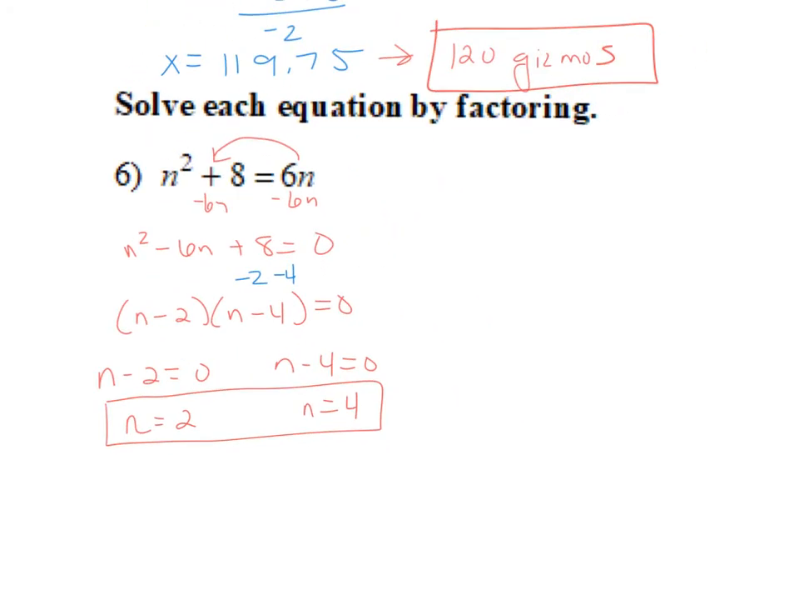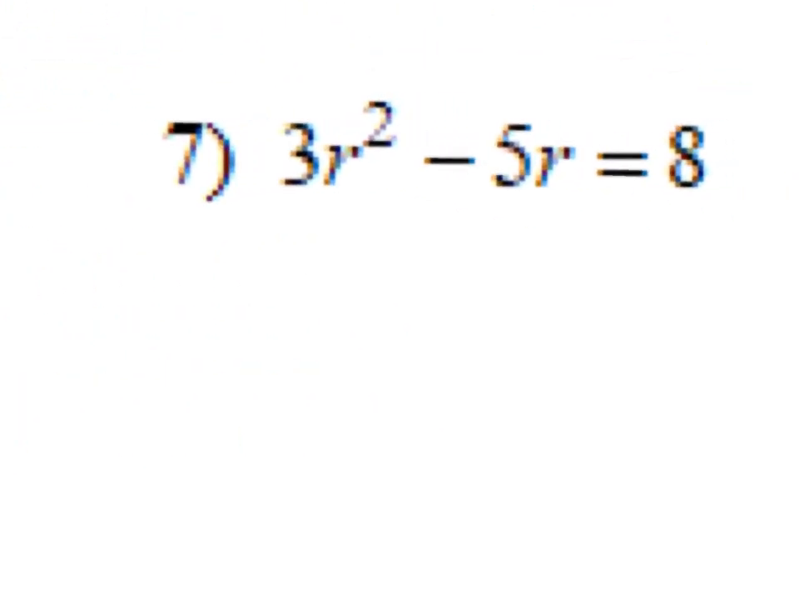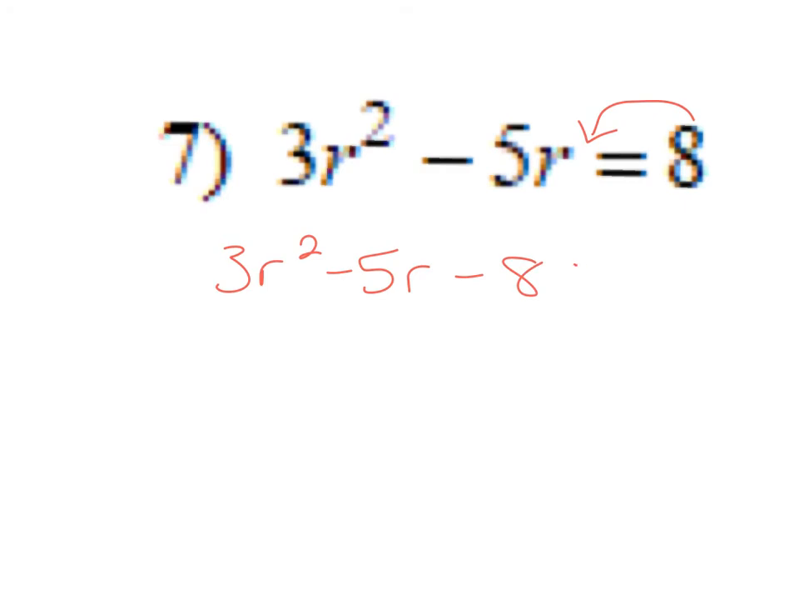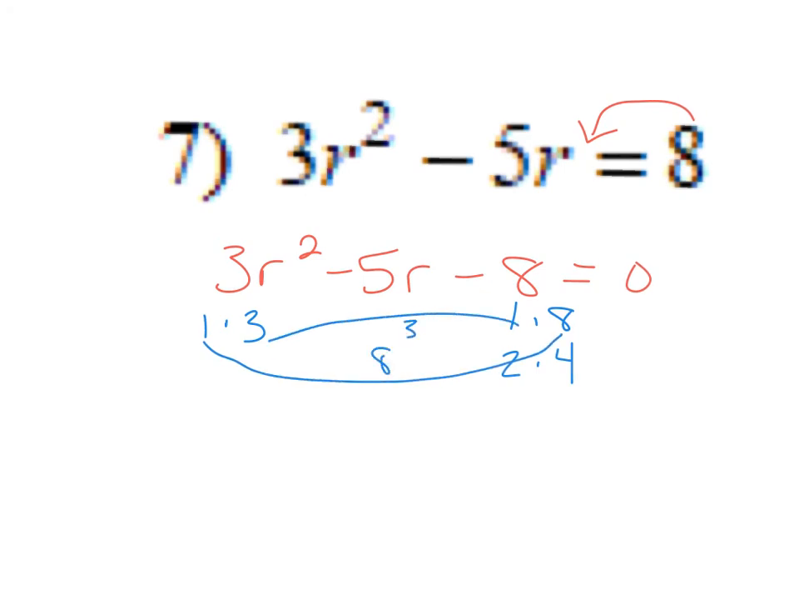Okay. All right, on the next guy here, again, we're going to set equal to 0. So I'm going to go ahead and bring that 8 over right to here. So I'm going to get 3r squared minus 5r minus 8 equals 0. I've got 1 times 3, 1 times 8, and 2 times 4. Okay, so now if I'm doing my inside outside, if I look here, 1 times 8 is 8, 3 times 1 is 3, and if I make this negative, that gets me negative 5.